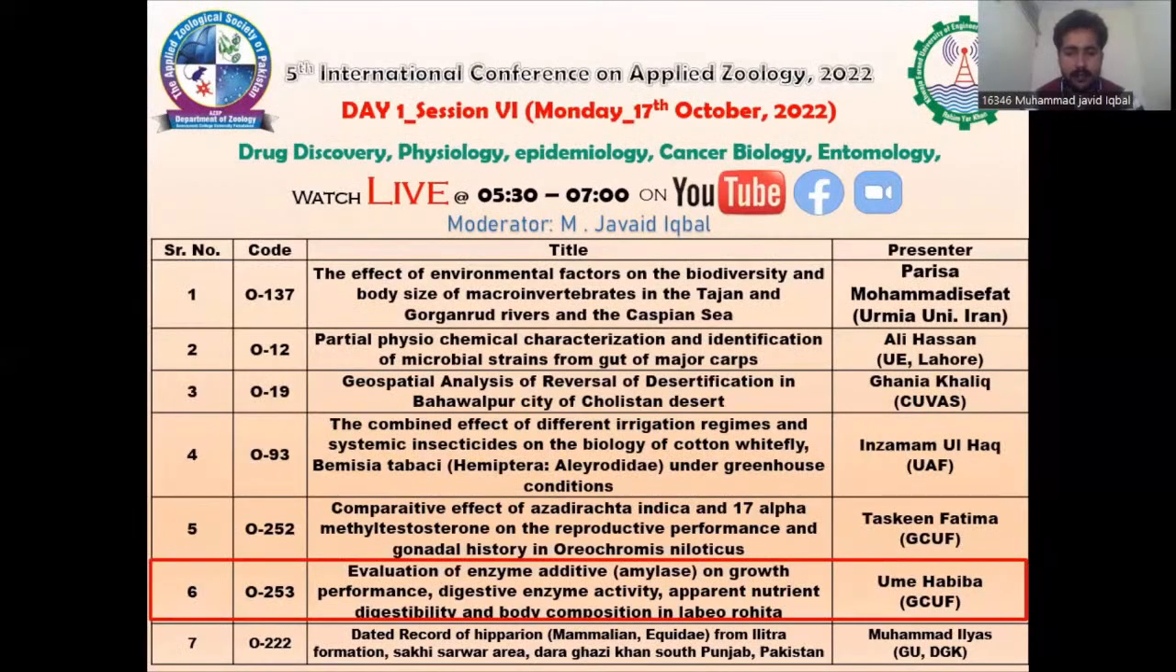Thank you, Ms. Habiba, for this interesting and informative presentation. Now, our last presenter of this session is coming from Ghazi University, Dera Ghazi Khan, Mr. Muhammad Ilyas. He will present his research work on the title Dated Record of Hipparion Mammalian Equidae from Chinji Formation, Sakhi Sarwar Area, Dera Ghazi Khan, South Punjab, Pakistan. Please, Mr. Muhammad Ilyas.